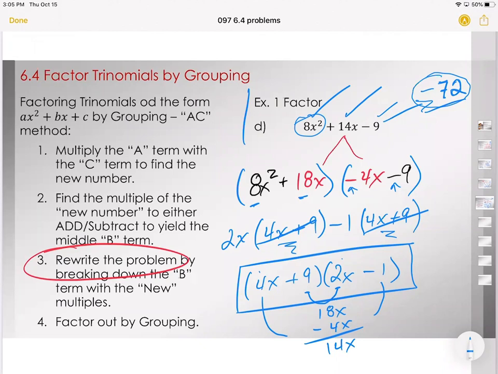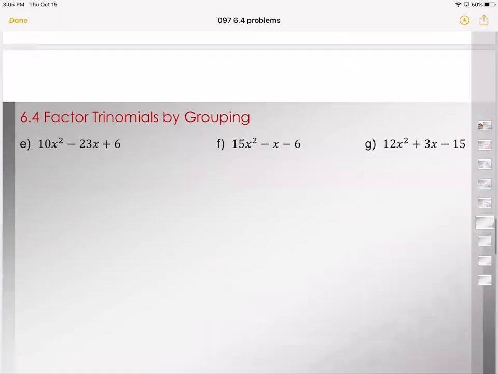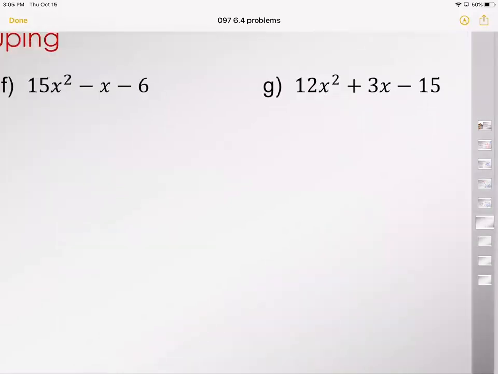Okay, so looking at this item here, a question with the AC method. The problem with the AC method, ladies and gentlemen, is what happens if you come to this problem here. Let's take a look at G. The problem with the AC method is this problem G.